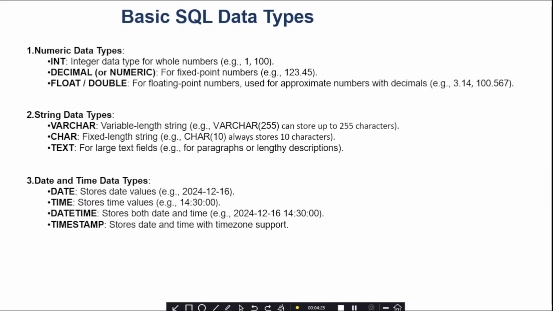Next is date and time data types. This will contain date, time, and timestamp. Date stores date values, time stores time values, and datetime stores both date and time. Timestamp stores date and time with time zone support. And the last is Boolean data types. What are Boolean data types? They store true or false values.